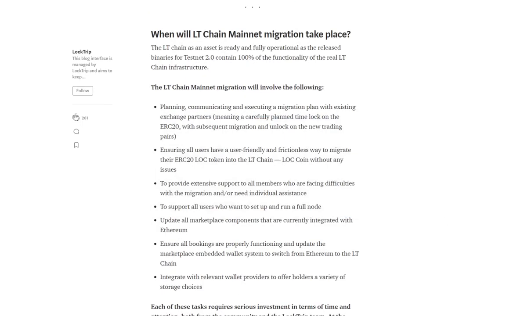When will the LT Chain mainnet migration take place? This is one key point that we really need to consider for the future, as it will be happening, and it does say that LT Chain as an asset is ready and fully operational, as the released binaries for testnet 2.0 contain 100% of the functionality of a real LT Chain infrastructure. So the chain is ready, but we need to now really sort out how it's going to happen. As it says here, we need to sort planning, communicating and executing a migration plan with existing exchange partners, meaning a carefully planned time lock on the ERC20 with subsequent migration and a lock on the new trading pairs.